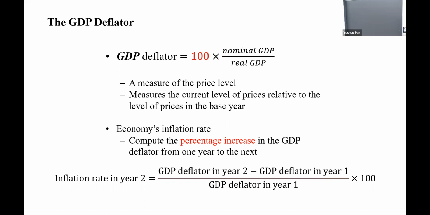For the economy's inflation rate, compute the percentage change. So when we talk about the inflation rate, that should be the percentage change. It's not just a change or something. You need to have the percent there, the percentage change in the GDP deflator from one year to the next. So the bottom is the expression for the inflation rate for the GDP deflator.